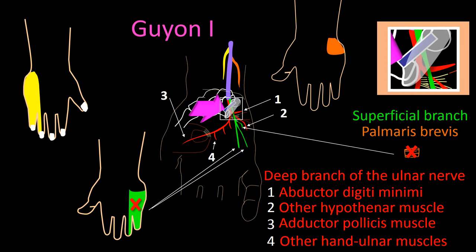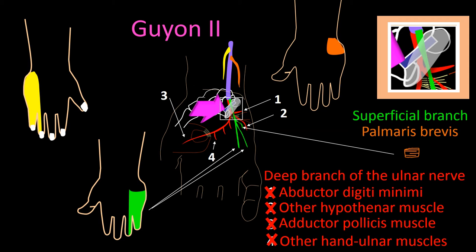Hence, the palmaris brevis will be affected. The abductor digiti minimi will be affected. And so will the two other hypothenar muscles, the flexor digiti minimi and the opponens digiti minimi. In addition, we will also have weakness of the adductor pollicis and all other ulnar innervated hand muscles, as we previously mentioned. In this frame, I have removed the ceiling of the Guyon's canal to better appreciate the location of the lesion.